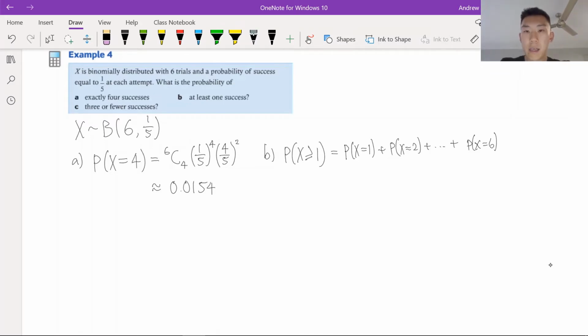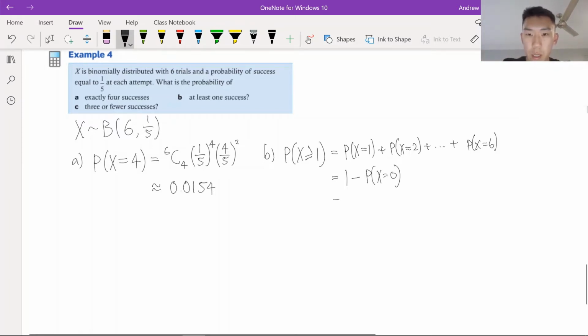But since all our probabilities have to add to 1, we can also do this. What value of X is missing in all these? 0. Because we can have no successes as well, right? So if we do 1 minus the probability that X equals 0, that answer would still give us the same value as if we did X equals 1 plus X equals 2 plus X equals 3 all the way up to X equals 6.